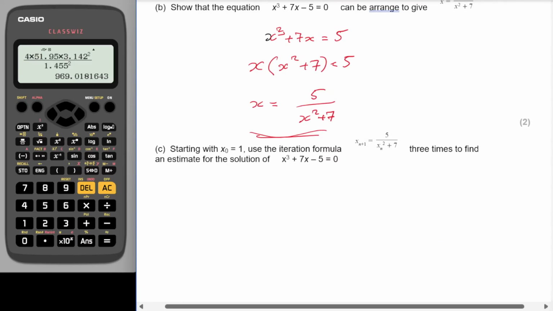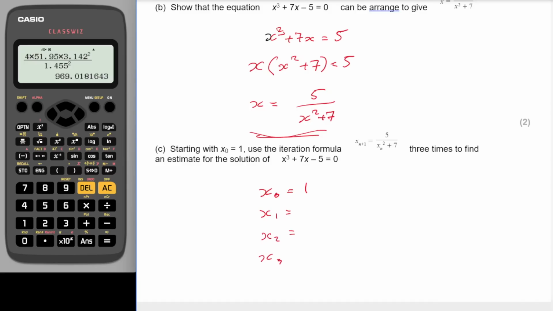Right, starting with x0 equal to 1, use it 3 times. So x0 is equal to 1. So x1 is equal to first time, second time, third time.